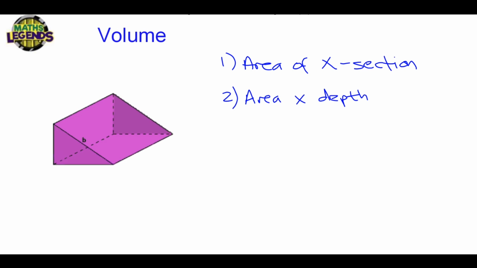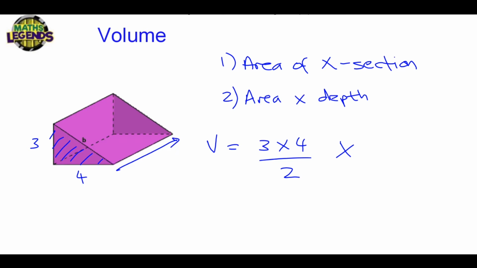Now here we have a triangular pyramid. Let's say the height of the triangle is 3, base is 4. So the area of the triangle is shaded here. So the area of the cross section is given by 3 times 4 over 2, which is the formula for the area of a triangle, multiplied by the depth. Now here the depth, let's say that is 2. So the volume here is 12. So if the unit is centimeter, then the volume unit is centimeter cubed.